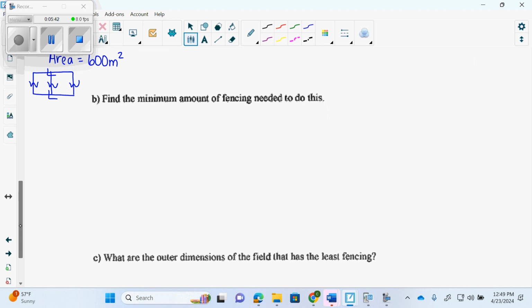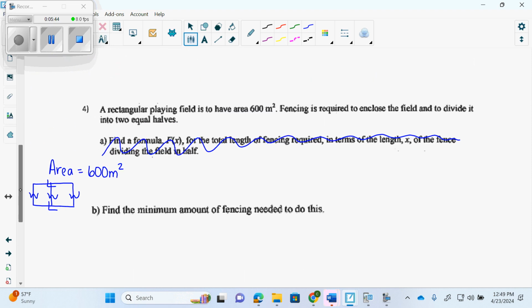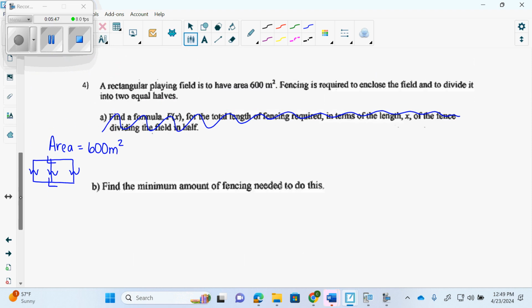It says find the minimum amount of fencing needed. What are the outer dimensions of the field of fencing? So we have 600 meters squared. Find the minimum amount of fencing needed to do this. So what can we do? What does area equal? Length times width, yeah. Perimeter equals 3W plus 2L, yeah. We know that. We know area is 600 meters squared. And then we're going to have to work our way through that.